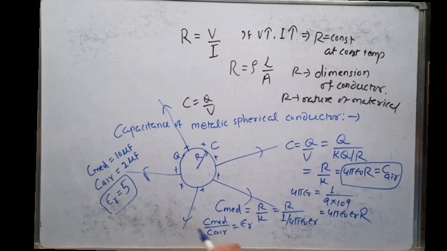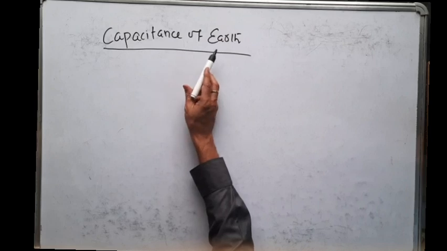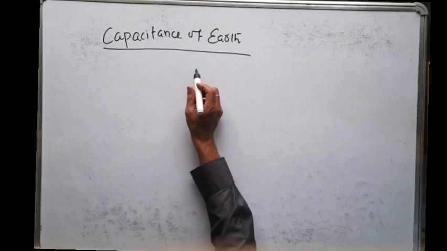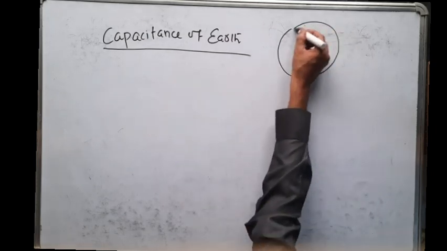So from this formula, capacitance depends upon R, that is the geometry of the conductor, and epsilon R, the nature of the dielectric medium. So we have already discussed that capacitance depends upon two factors. Now see, what is the capacitance of earth? Earth behaves like a conductor, and earth is spherical in nature.